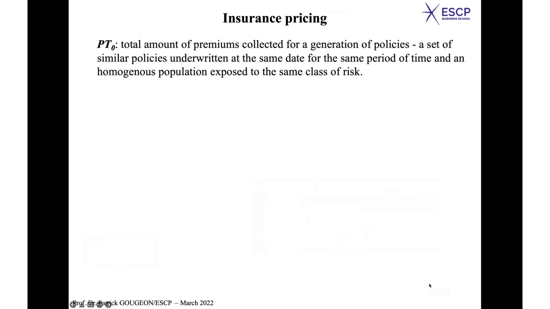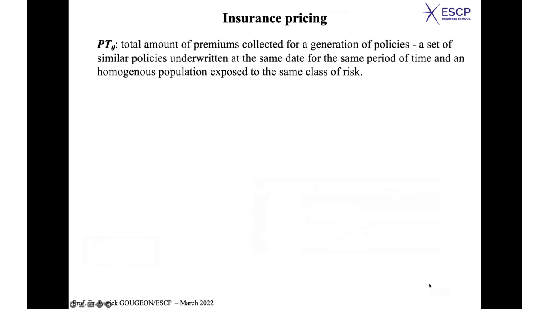So I'm now going to introduce a distinction between total premiums and what we call the pure premium. PT0, where 0 stands for the present time, the immediate time, represents the total amount of premiums collected for a generation of policies. So what is a generation of policies? We assume that we have a certain population with the same risk, and for this population, we are going to sell exactly the same insurance policy at the same date for the same period of time.